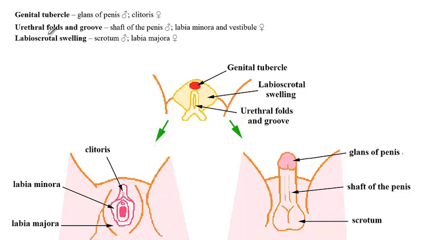Then we have the urethral folds and groove, which is shown right here, the urethral folds and groove that give rise to the shaft of the penis or the labia minora and vestibule in females. And then finally we have the labioscrotal swelling. So here is the labioscrotal swelling shown right here. That gives rise to the scrotum in males or the labia majora in females.